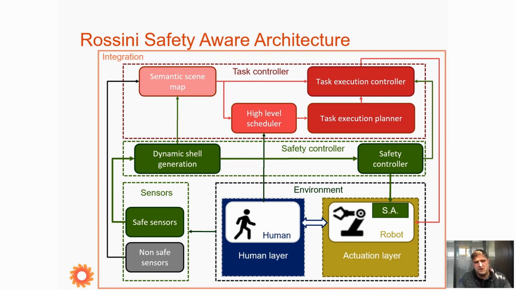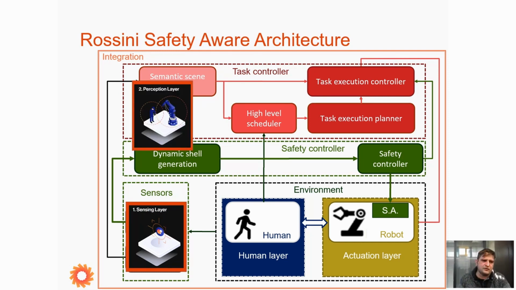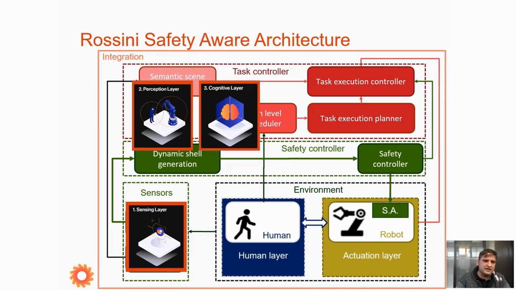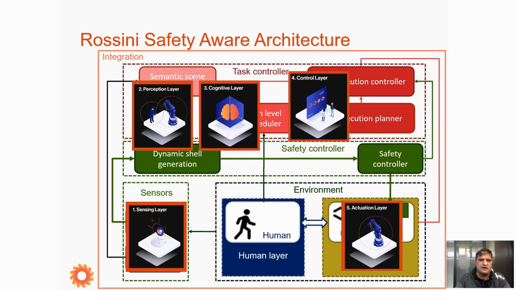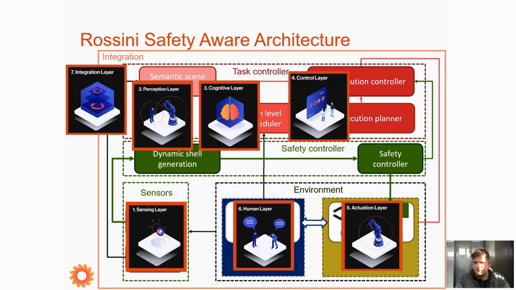All of this, of course, must be integrated in an industrial scenario and setup. And if you browse the Rossini website, you will see that the solution is presented according to several layers. These layers can be easily mapped in this architecture, starting from the sensing layer, going to the perception layer, the cognitive layer, the control layer, the actuation layer, the human layer, and obviously the integration layer.